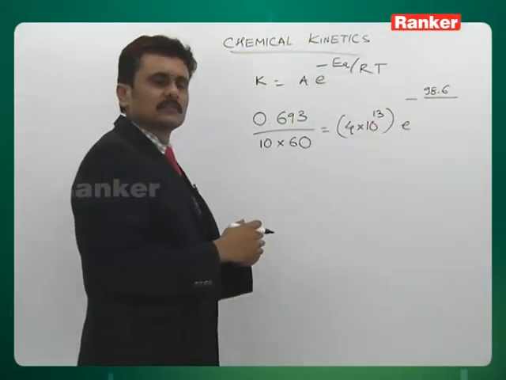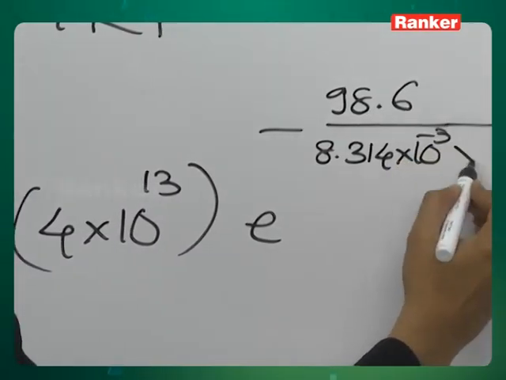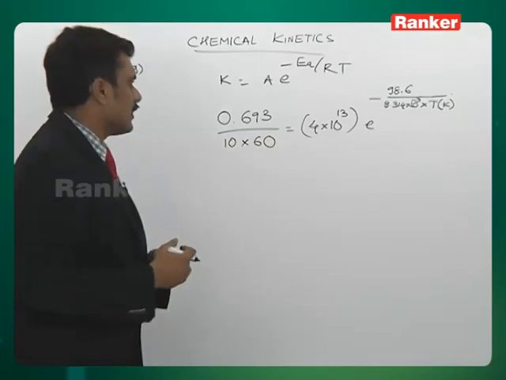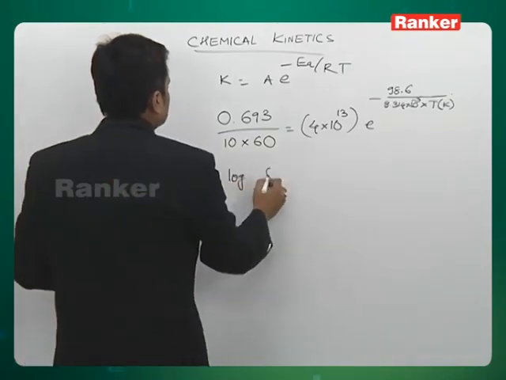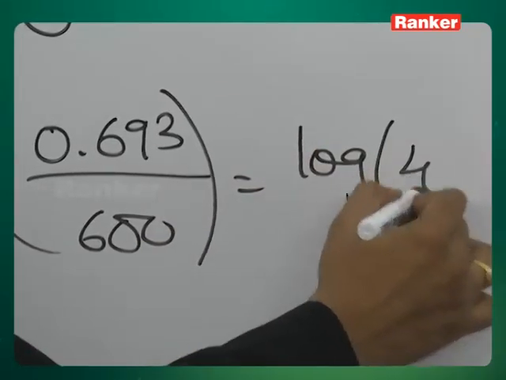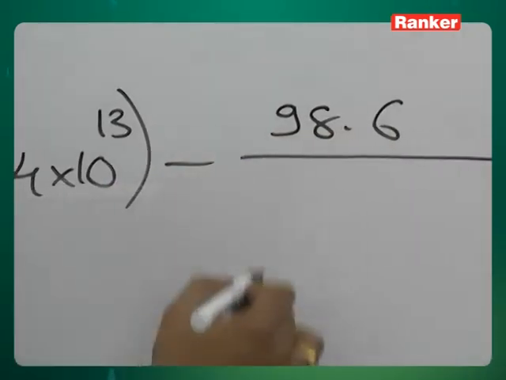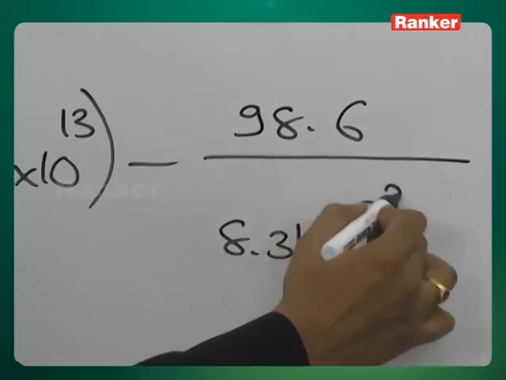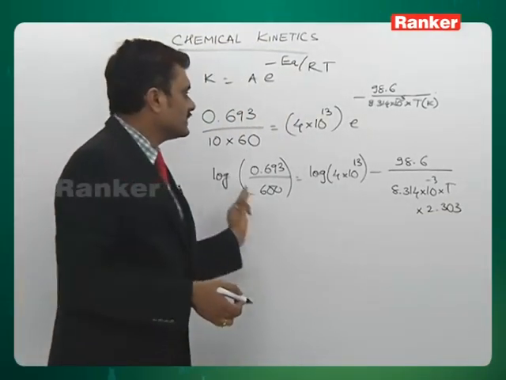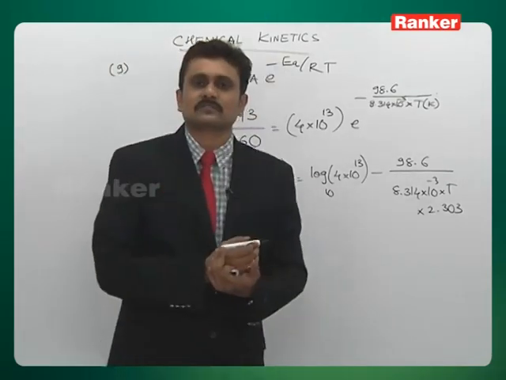Since this is being taken in kilojoule, the value of R also should be in kilojoule, and you have been asked to find the temperature at which this whole thing is taking place. In all such cases, we will be using the logarithm. I mean to say, when you write log of 0.693 divided by 600 is equal to log of 4 × 10^13 minus 98.6 divided by 8.314 × 10^−3 × T × 2.303, because I have converted the log base e into log base 10. Hence, I am dividing the entire equation by 2.303.